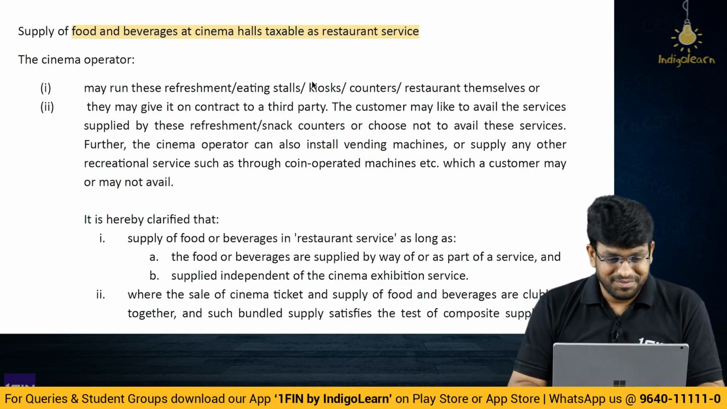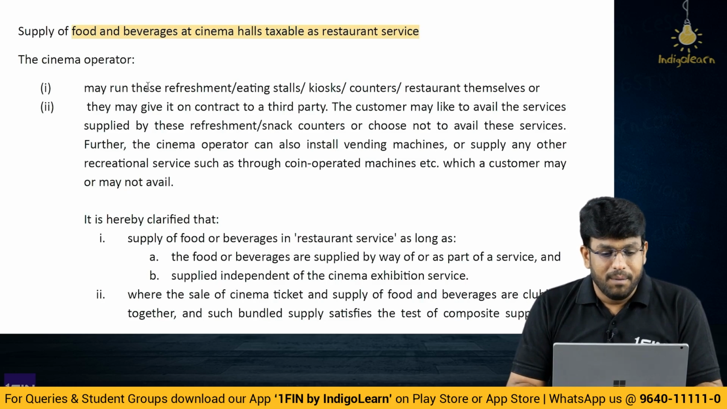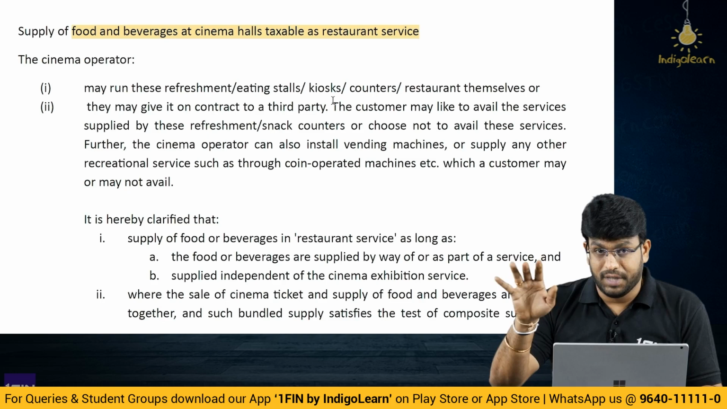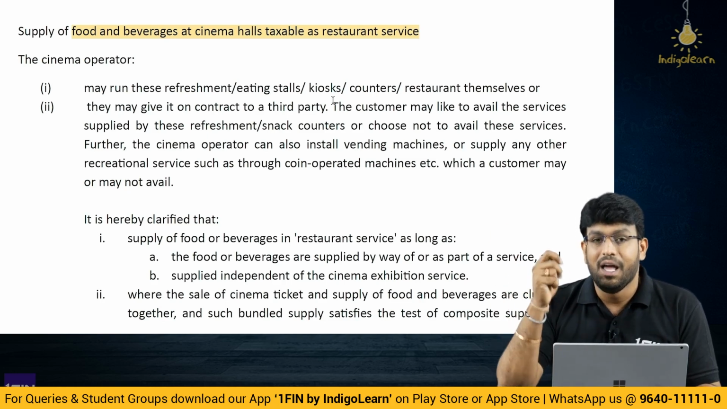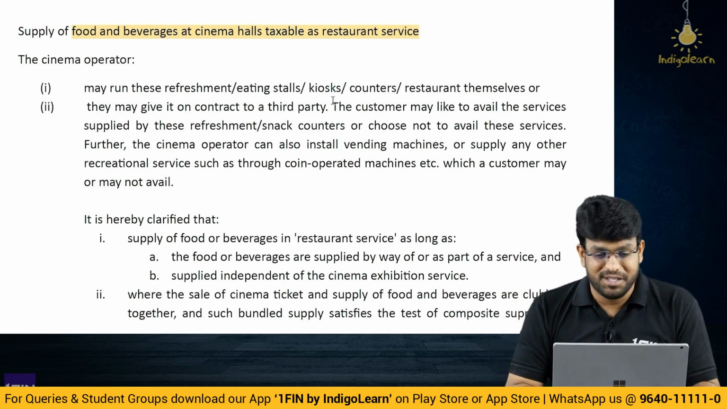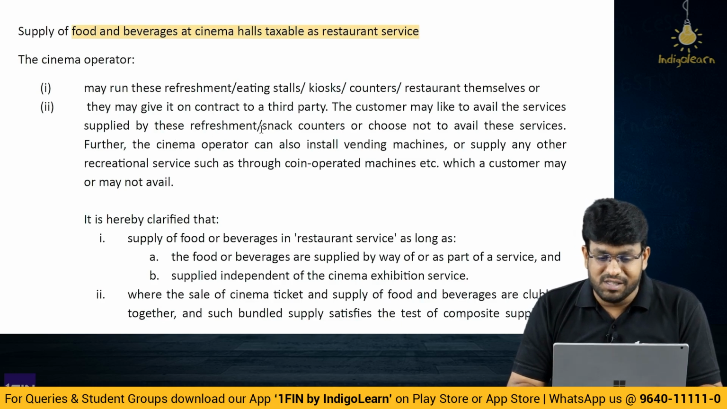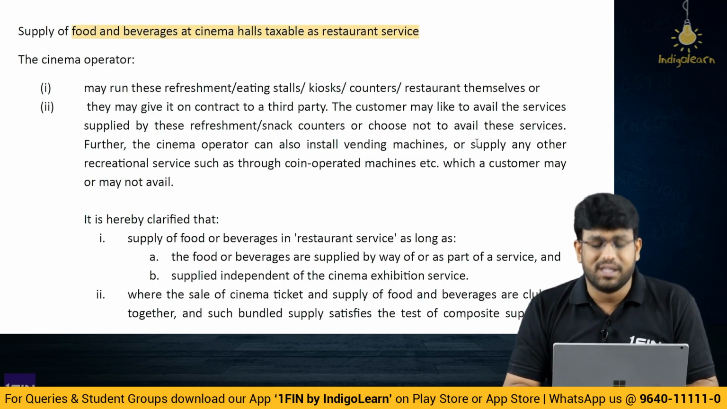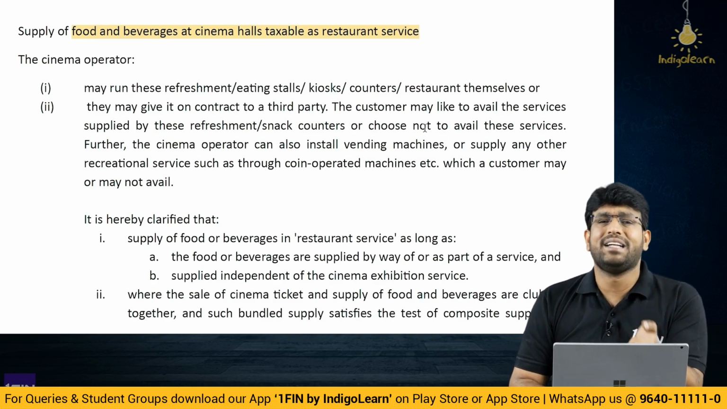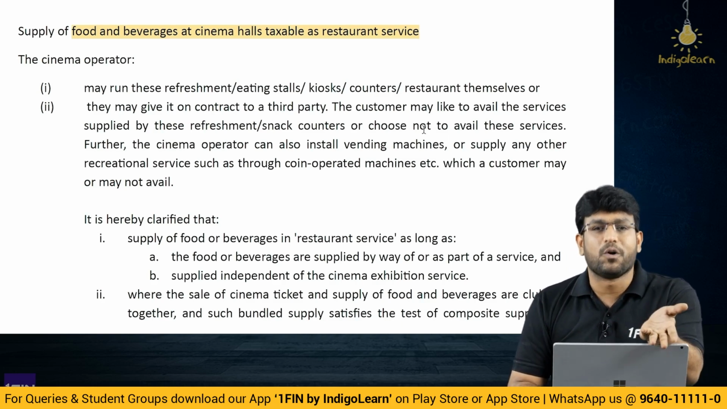The cinema operator may run this refreshment, eating stalls, kiosks, the counters where you can directly pay through QR code and get the products. Counters, restaurants themselves, or they may give it on contract to a third party. The customer may like to avail the services supplied by the restaurant or snack counter or choose not to avail these services. It's an option. It's not mandatory that when you go to a movie, you have to buy popcorn, right?